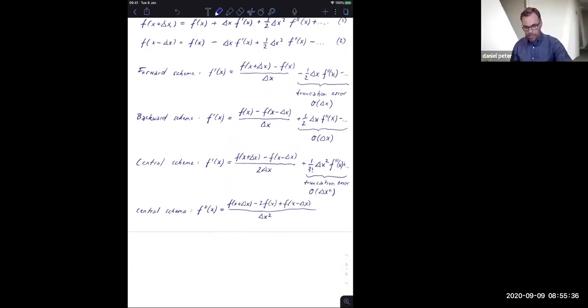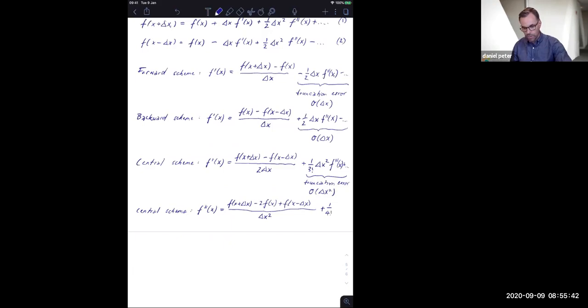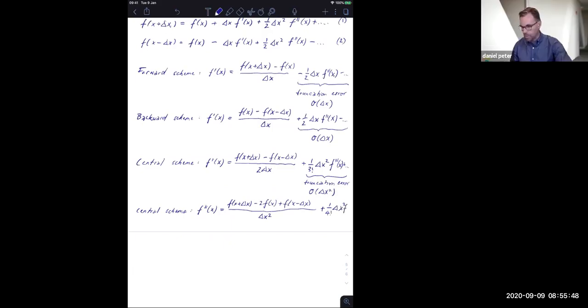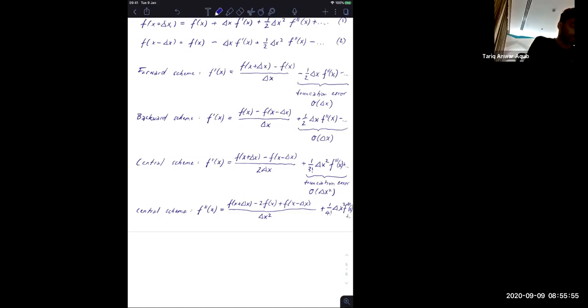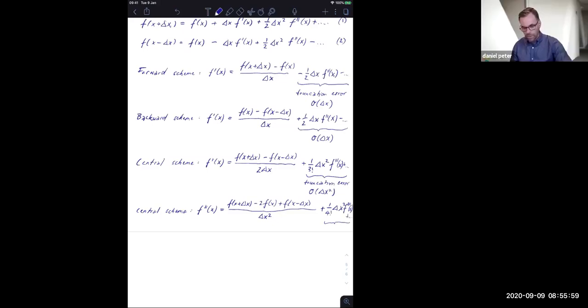Plus now the truncation error is 1 over 4 factorial, and then we have delta x squared times the fourth order derivative of f of x plus additional terms. And again, you see the truncation error here has an order of delta x squared. It's a second order scheme as well.